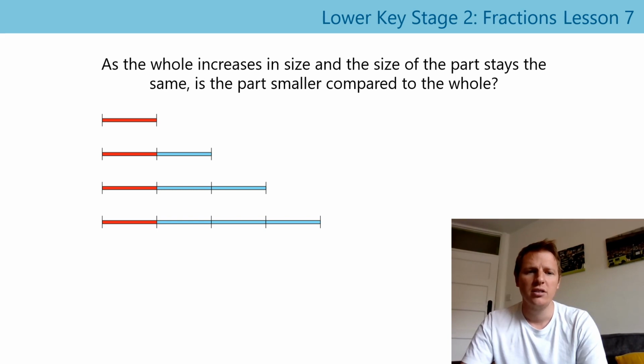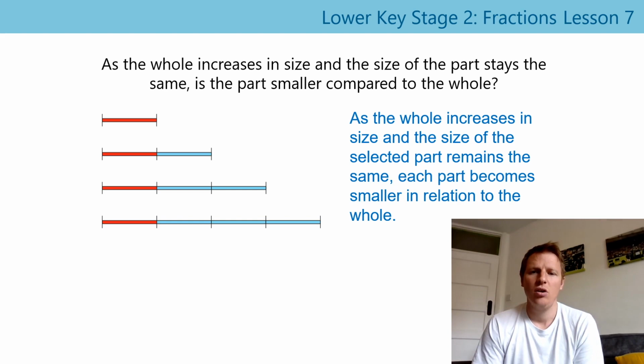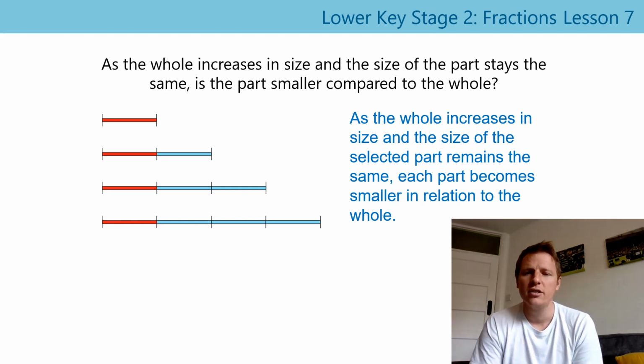In the final example, the same thing. There's still 1 part that's red, but it's an even smaller again part of the whole because now there are 4 parts that make up our whole. Again, as the whole increases in size and the size of the selected part remains the same, that's the red part in this example, each part becomes smaller in relation to the whole.